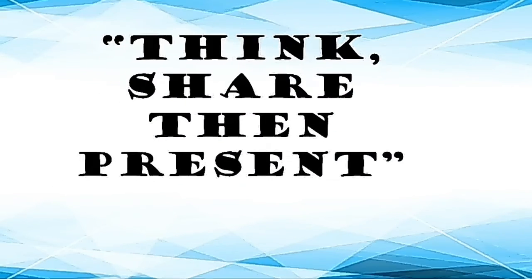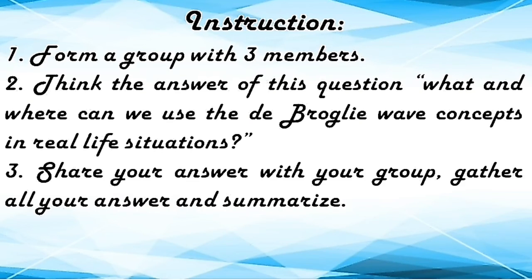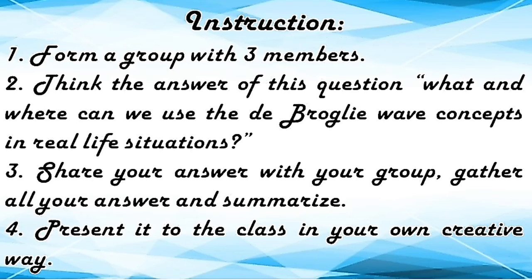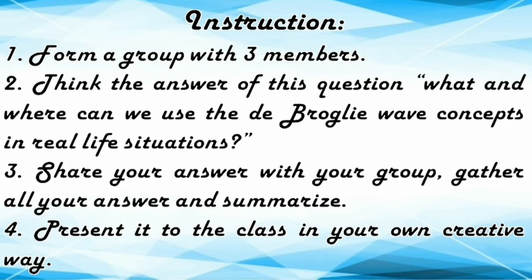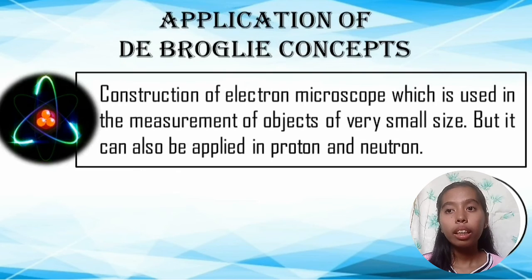Now, let us talk about the real-life situation where this equation is commonly used. So, we are going to have another activity entitled Think, Share, Then Decide. The de Broglie concept is mostly used in construction of electron microscope, which is used in measurement of objects of very small size.